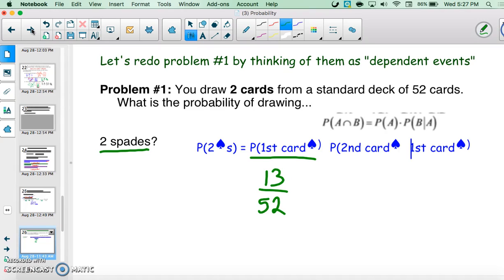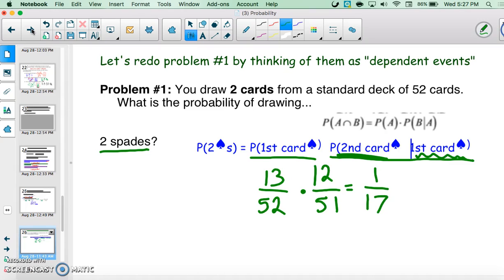And then our probability of the second card given that the first card happened. So given that I drew a spade, because that's my first card, what's the probability of drawing another spade? Well, I've taken 1 spade out, so I only have 51 cards left. And then I've got 12 other spades that I could be picking. And if you multiply this and simplify, you're going to get 1 over 17.